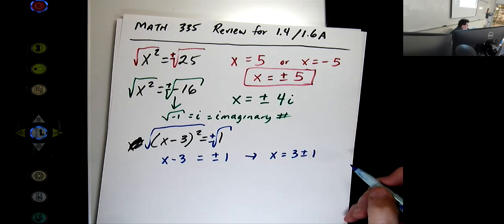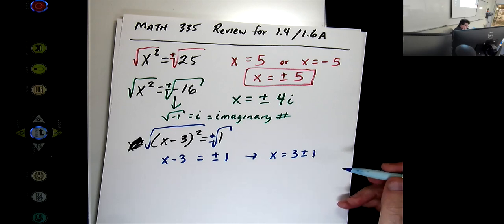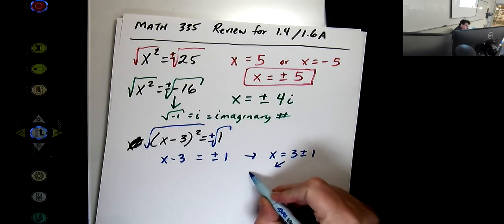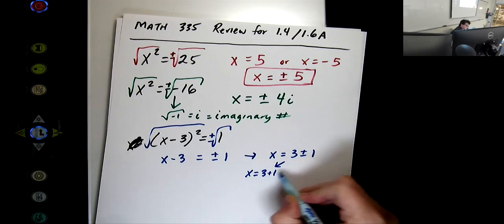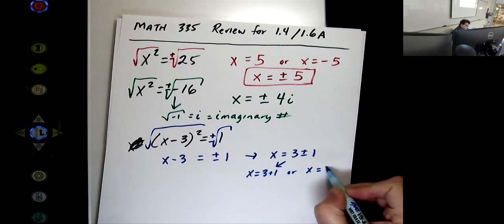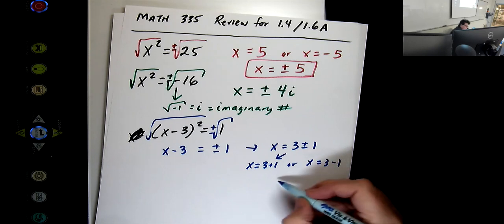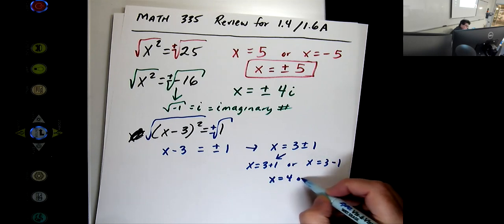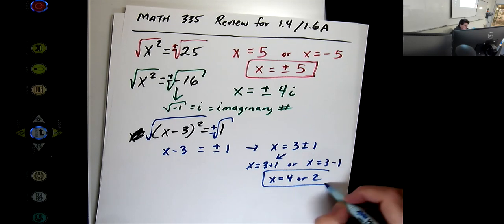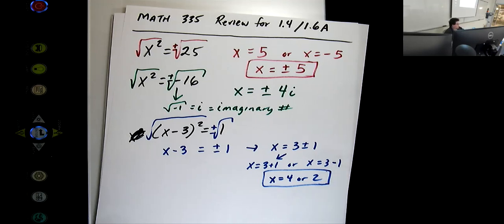This is a circumstance where you do not want to leave it like that. This means x equals 3 plus 1 or x equals 3 minus 1, and those are solvable. That's doable. X equals 4 or 2. So if you can come up with the two numbers rather than having to leave it with a square root sign, something like that, please do so.